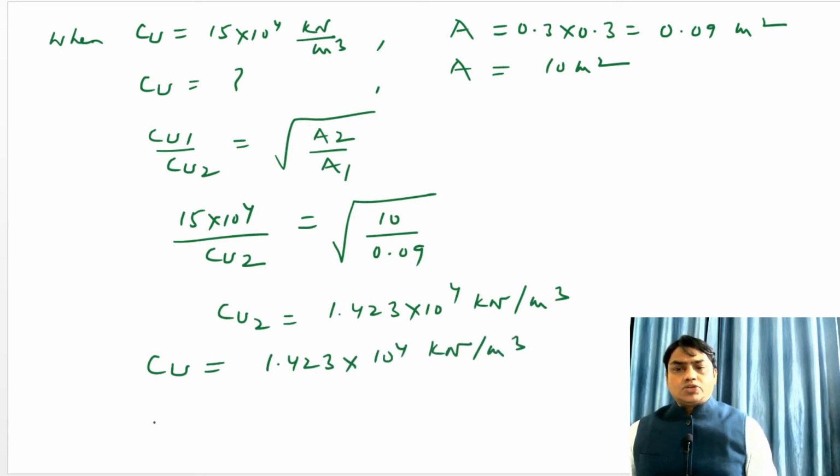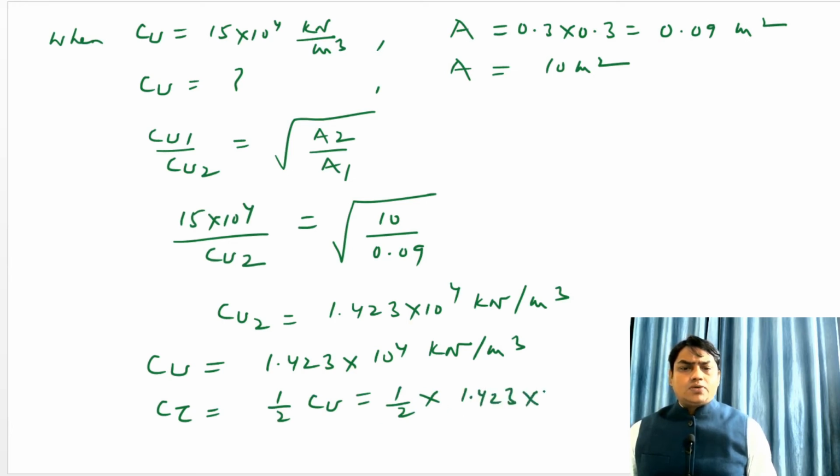So C tau is equal to 1 by 2 into Cu. So 1 by 2 into Cu, which is 1.423 into 10 to the power 4. So it will be 1.423 divided by 2, which is 0.7115 into 10 to the power 4 kilonewton per meter cube.